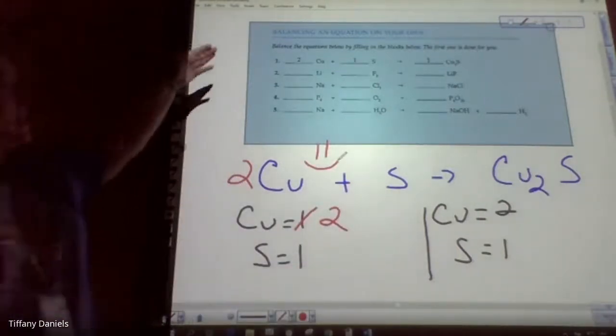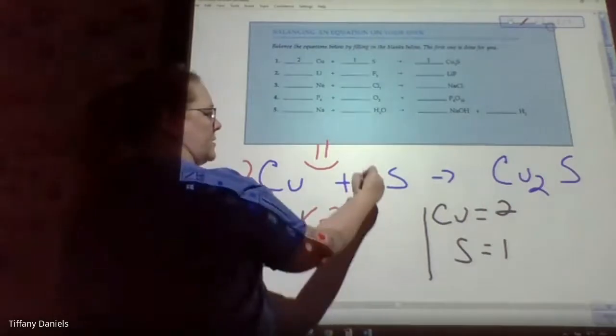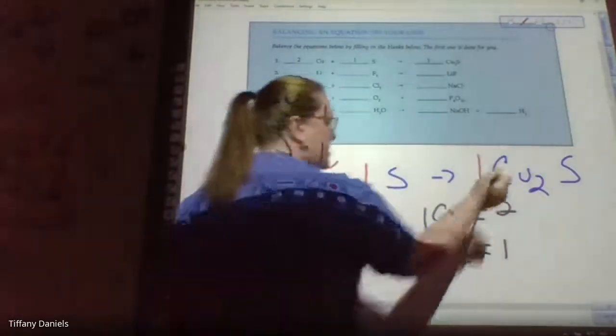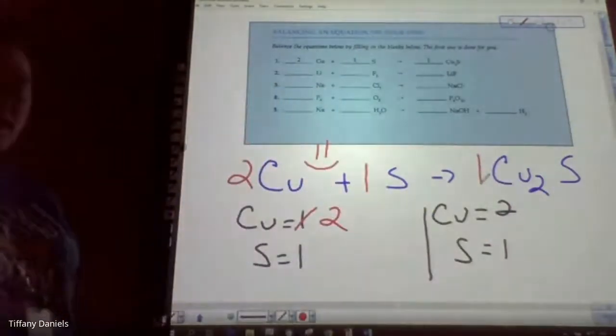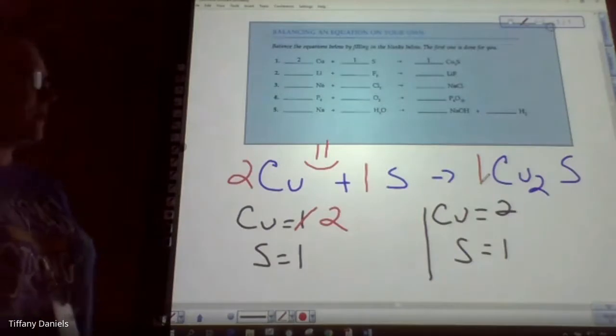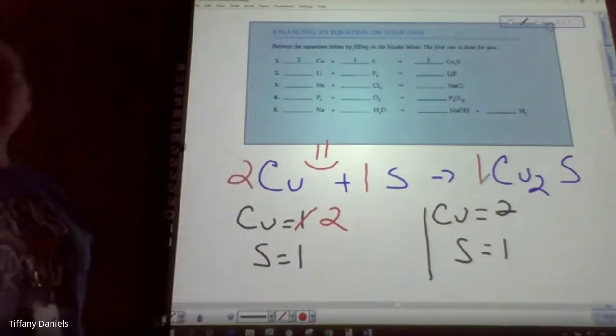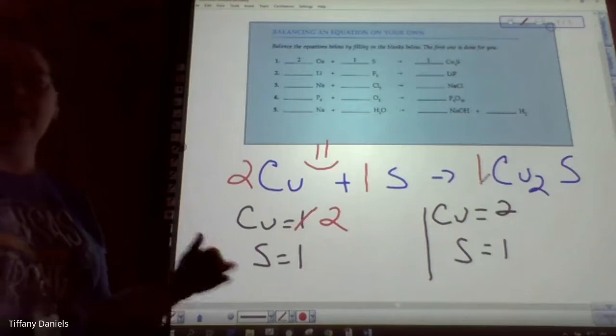Now you'll notice in the example they went ahead and put 1s just so they don't have any blank spaces, and that's fine. If it bothers you to have the blank spaces, then definitely put 1, but never, ever, ever put 0.